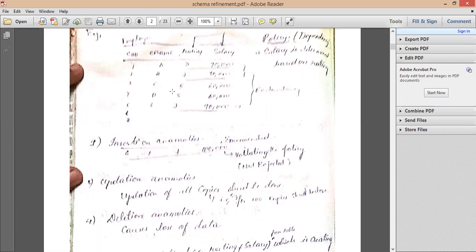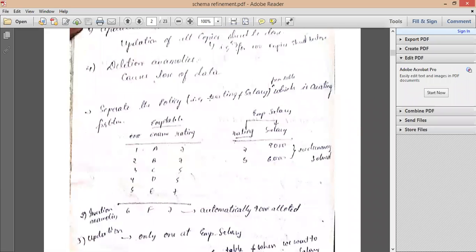Now suppose I delete these 2 rows, 3 and 4, because that is the set salary for every employee in that department. Let us assume it is technical, so it is 60,000. I've deleted rows 3 and 4 where the rating is 5. Now this 60,000 is fixed for that particular department's employees. If I delete both rows, then some data related to the technical department, that the salary needed to be 60,000, also gets deleted. That is called deletion anomaly.